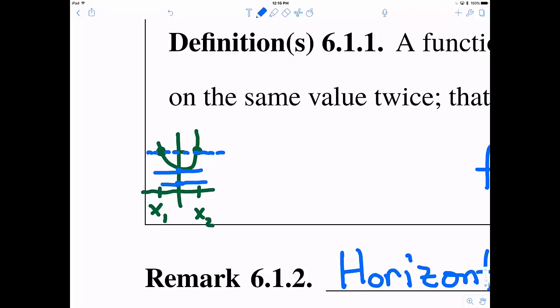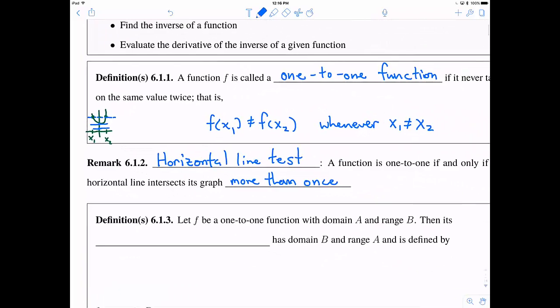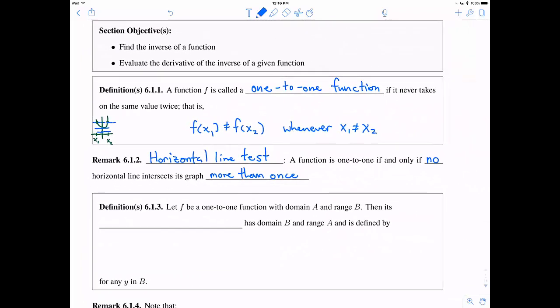But notice there are some horizontal lines that work. Here's one that doesn't hit at all. Here's one that hits once. But no horizontal line intersects the graph more than once.